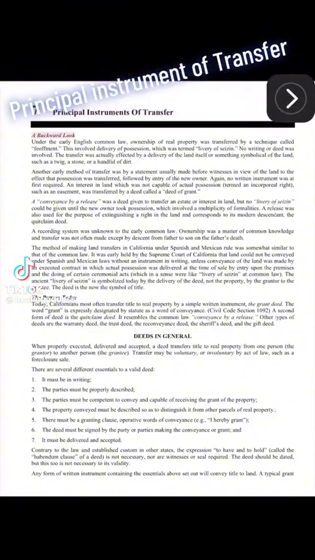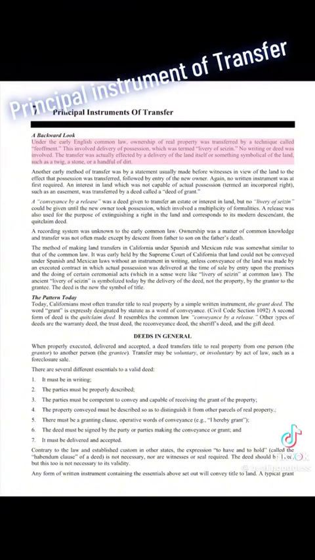Simple instruments of transfer. A backward look. Under the early English common law, ownership of real property was transferred by a technique called feoffment. This involved delivery of possession, which was termed delivery of seisin. No writing or deed was involved.